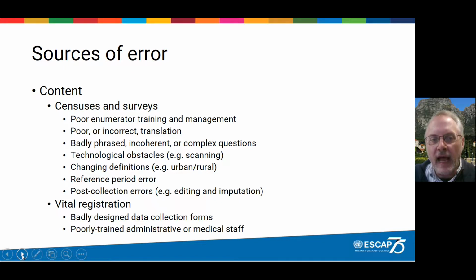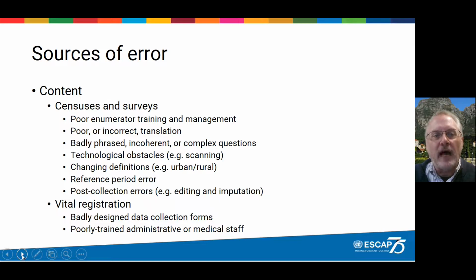We might have content error arising from changing definitions. A certain part of a country might have been regarded as rural at one time point and has been reclassified as urban in another. And this might create some inconsistencies in the data.